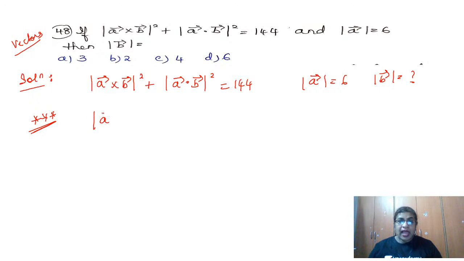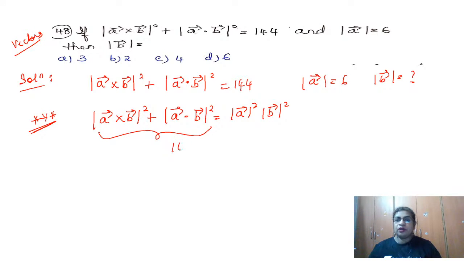I know magnitude of A cross B the whole square plus magnitude of A dot B the whole square, that is, the cross square plus the dot square, is nothing but A square B square. So, what is this formula? Shortcut: A square B square. Just fill in what you know. This is equal to 144, given. If magnitude A is equal to 6, what is magnitude A square then? It is 36. So, 36 into magnitude of B square.